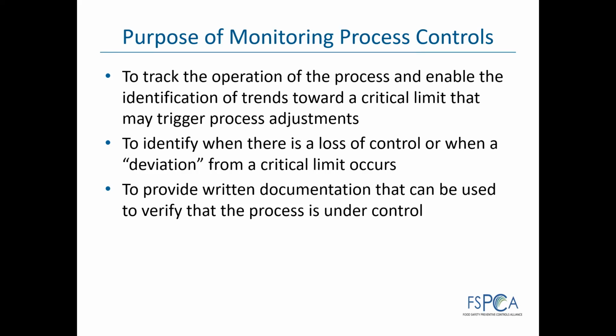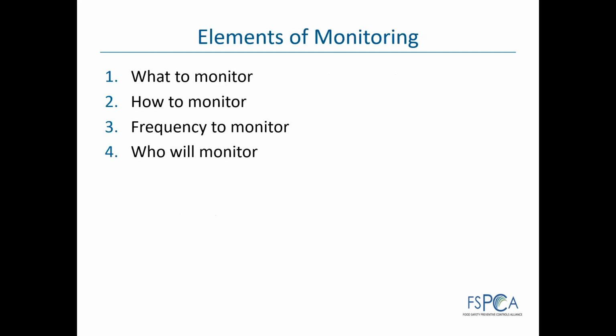Because if it's not controlled, it means a deviation is going to happen. When the deviation happens, which means the critical limits lose control, then what we have to do is corrective actions. And at this moment, we need to provide a written document that can be used to verify the process is under control. So it ends up with the next question: the elements of monitoring. What to monitor? We are going to talk about what measurements and observations will be done. How are we going to conduct the monitoring? How frequently, how often do we do the monitoring, and who will do the monitoring?